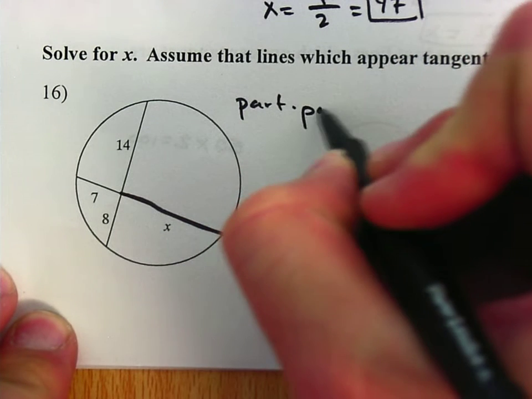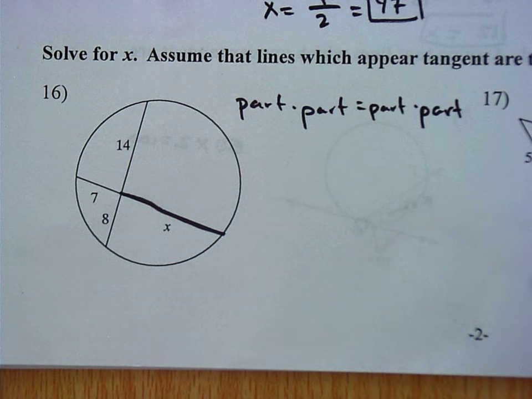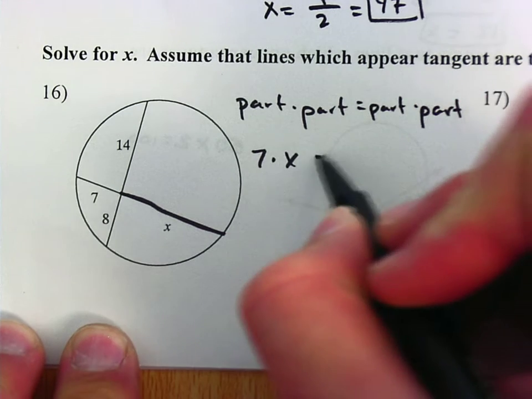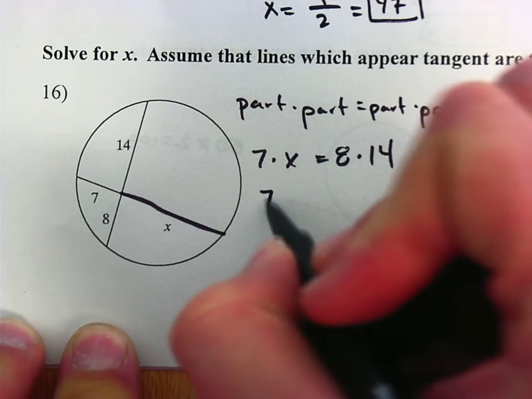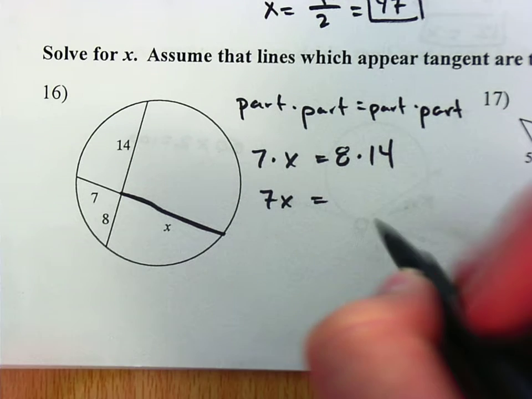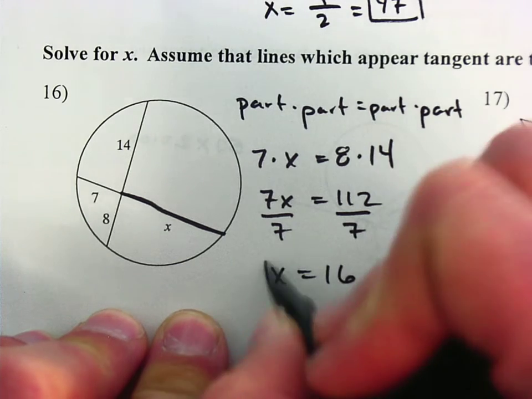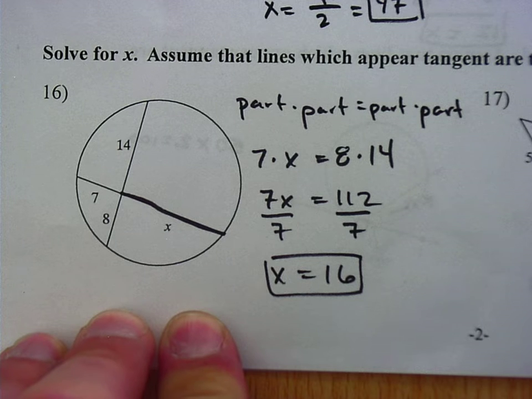So we're doing part times part equals part times part. All right, and so we just need to remember one more thing, and that's when we're doing the parts, the parts come from the same line segment. So right here we're doing 7 times x equals 8 times 14. So that's going to be 7x equals 112, divided by 7, and we get 16. All right, so really not bad on that one.